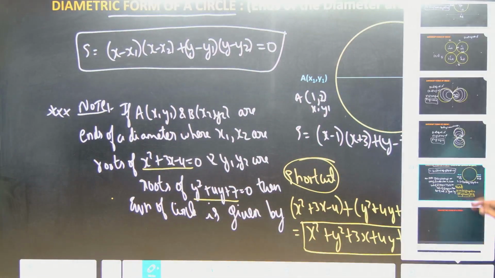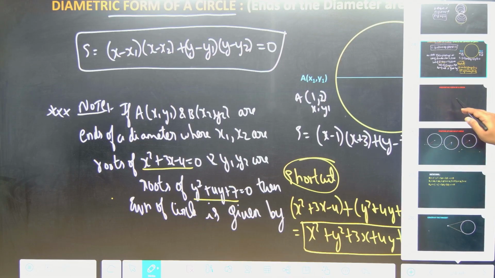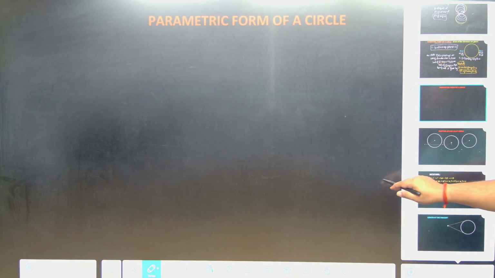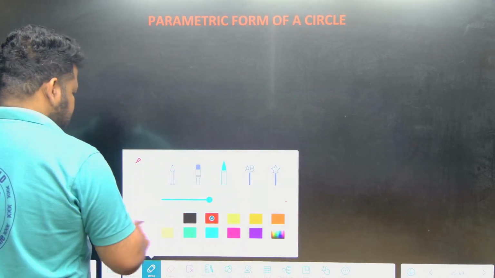Next thing is, we are talking about the parametric form of a circle. Now when we talk about the parametric form of a circle, you must know one thing.